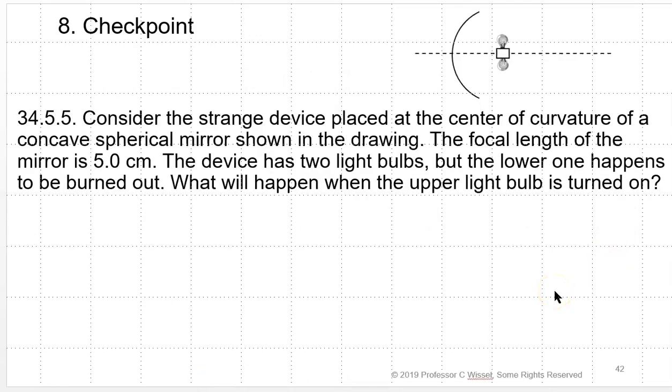Consider the strange device pictured above. At the center of curvature of a concave spherical mirror, there is placed a light bulb. Actually, there are 2 light bulbs. The focal length of the mirror is 5 centimeters. The device has 2 bulbs. The lower one happens to be burned out. What will happen when the upper light bulb is turned on? It's kind of a weird little device.